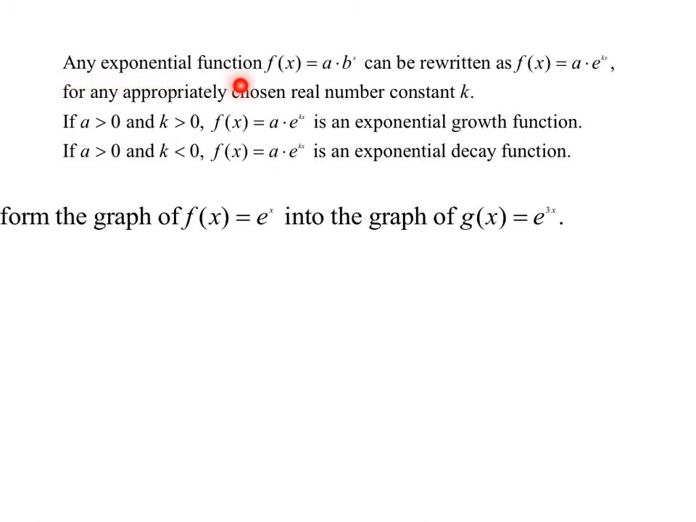Any exponential function f(x) equals a times b to the x can be rewritten as f(x) equals a times e to the kx for any appropriately chosen real number constant k. So if a is greater than 0 and k is greater than 0, f(x) equals a times e to the kx is exponential growth. If a is greater than 0 and k is less than 0, f(x) equals a times e to the kx is an exponential decay function. So let's look at another example.